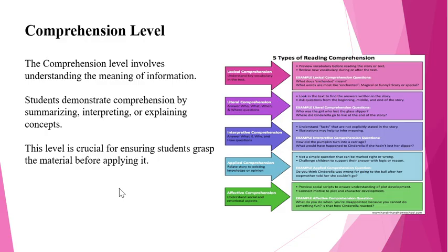Now we have the comprehension level. The comprehension level involves the understanding and meaning of a given information. Students are advised to do comprehension by summarizing, interpreting, and explaining the given concept. This level is very important because it ensures the students grasp the material before they apply the given command. So the comprehension could be of affective level, could be of applied level, could be of interpretive level, the literal level, and lexical level comprehension.